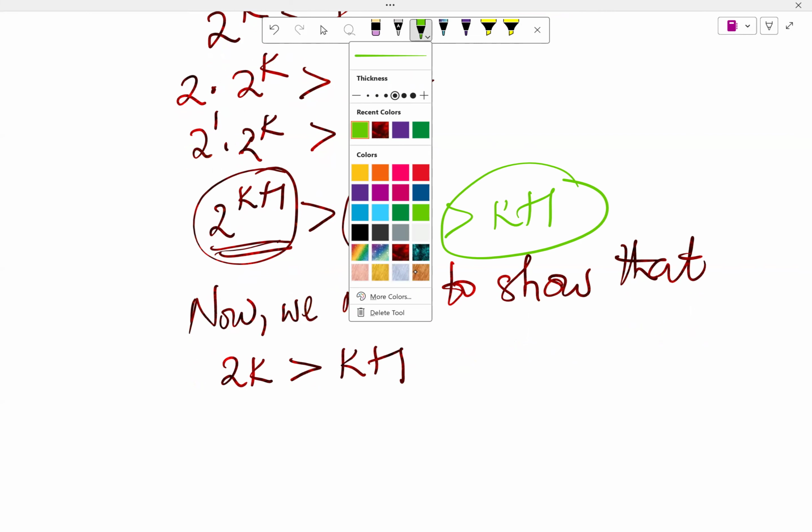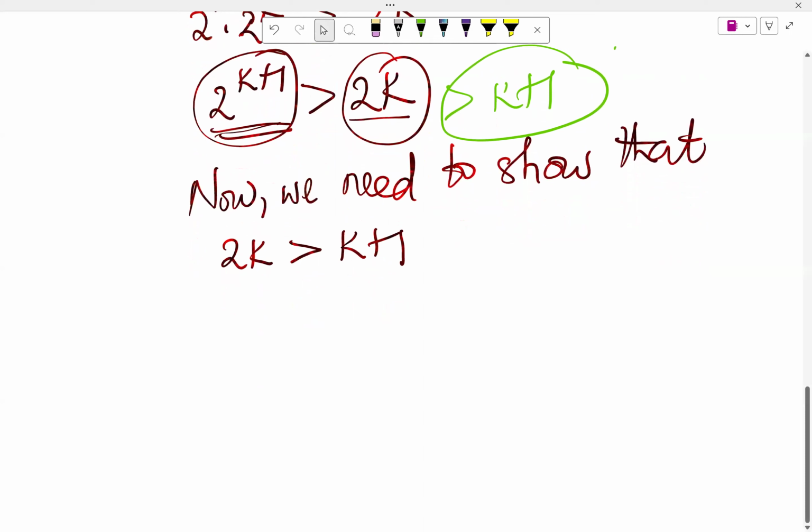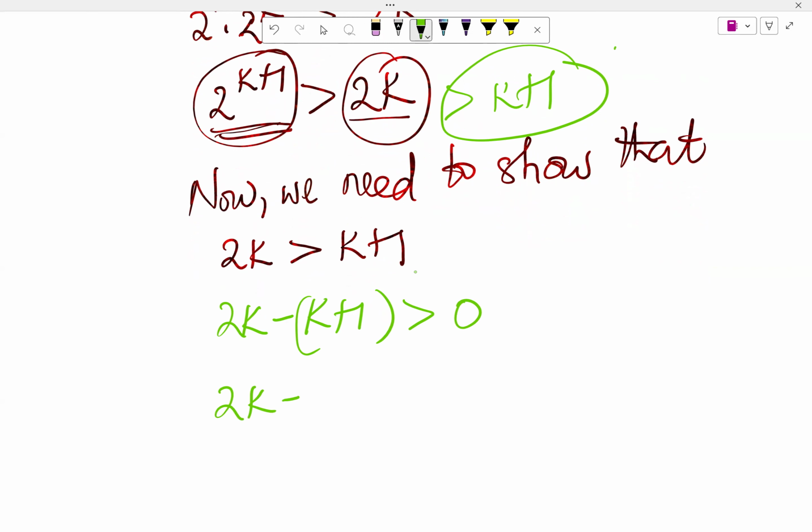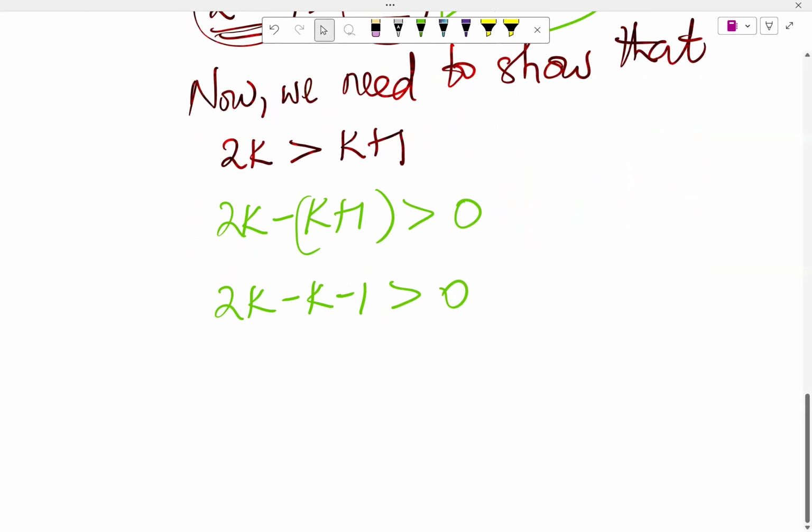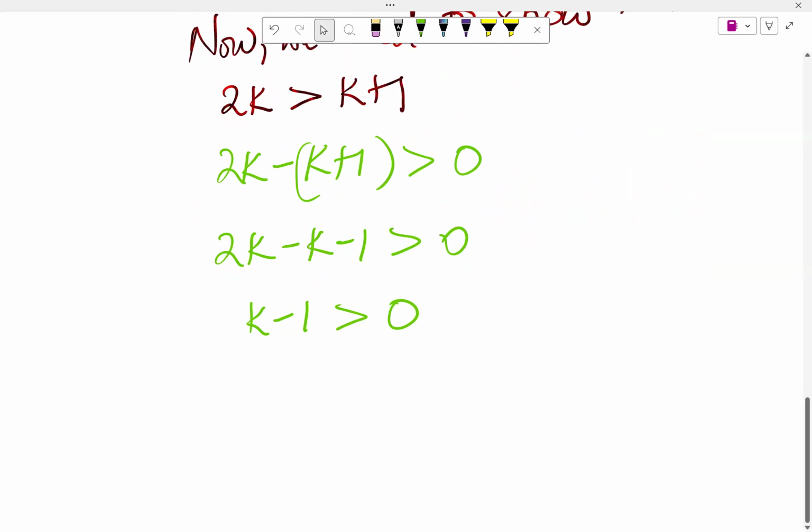So I'll just take the green color. And then we have to show that 2k is greater than k plus 1. That means we need to show that 2k minus (k plus 1) in brackets is actually greater than 0. So that means you have 2k minus k minus 1 is greater than 0. That means 2k minus k is k, so k minus 1 is greater than 0. And of course, in essence, that means k is greater than 1.